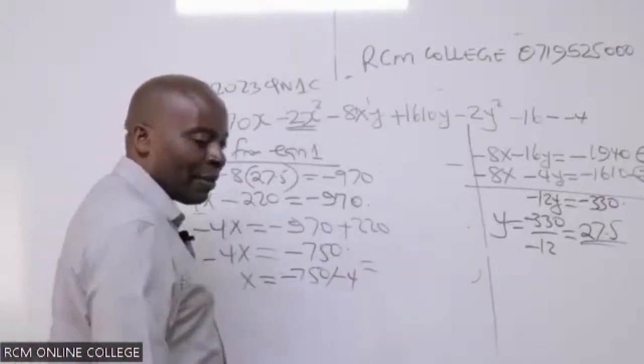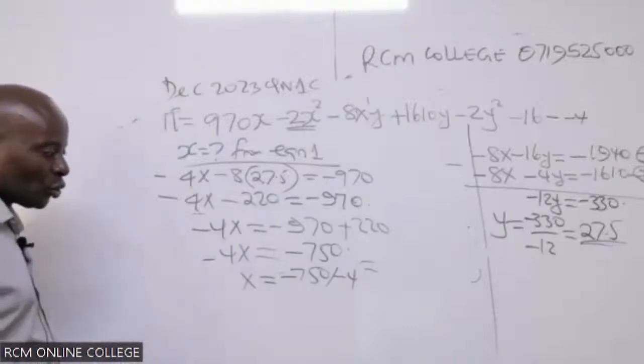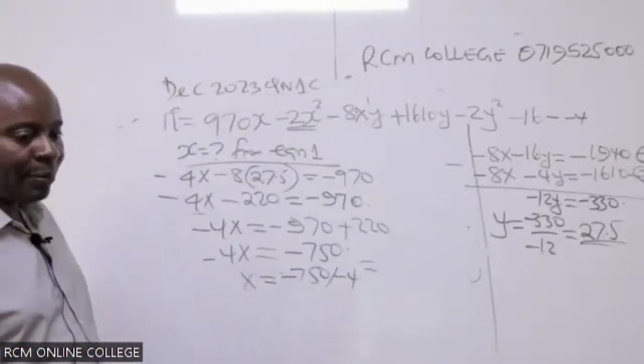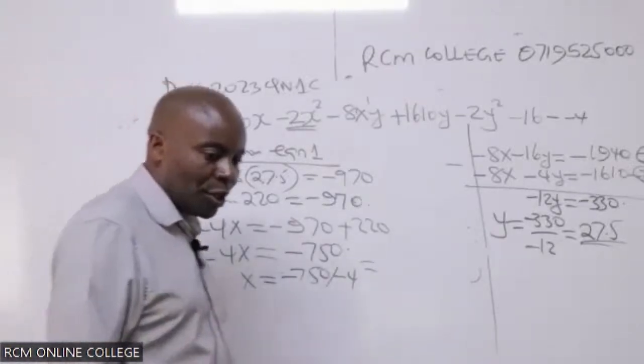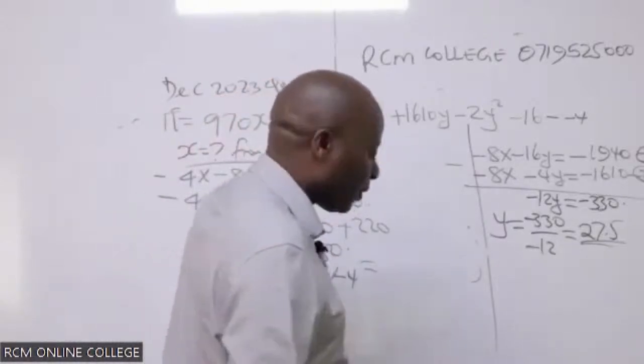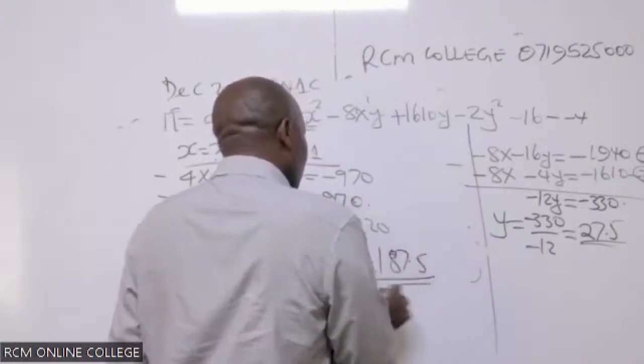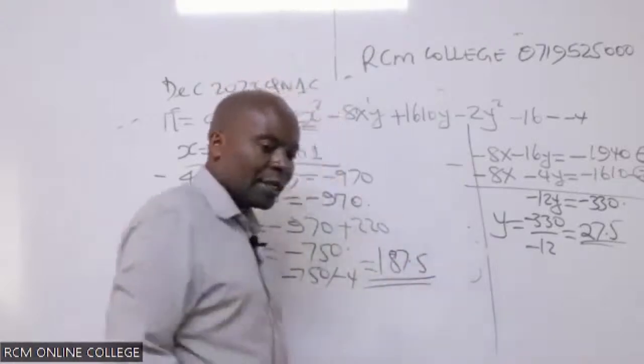Minus 750 divided by minus 4, which will end up being equal to what here? So according to Migishi, we have 187.5. Can someone else confirm this answer?